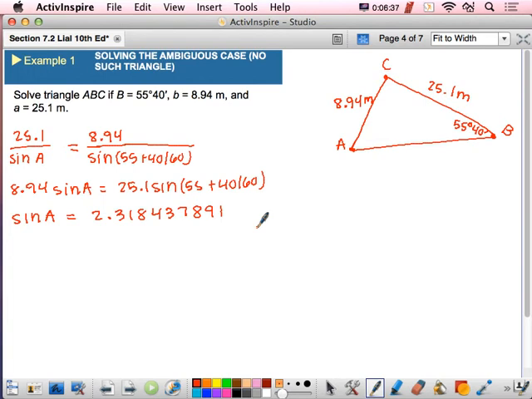Does anybody see a problem with that before we even go any further? Yeah, I have a problem with that. Sine can only be between what two numbers? -1 and 1. There's something wrong here. We cannot have a situation where the sine ratio is more than 1 or less than -1. That just can't happen, okay?